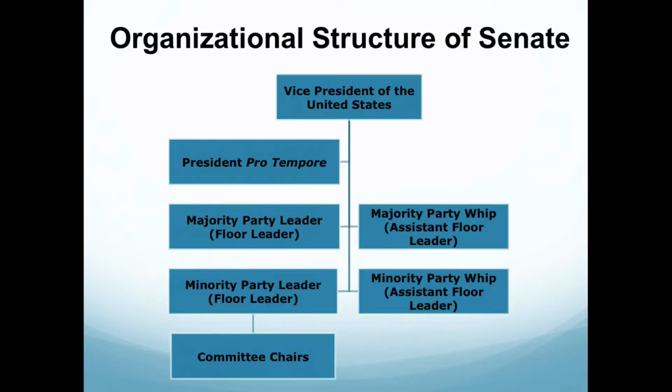Regarding the organization of the Senate, again, the United States Constitution, in Article 1, authorizes both the House of Representatives and the Senate. At the top of this chart, you'll see that the Vice President sits atop the Senate. Below the Vice President, in both power and notoriety, is then the President pro tempore, Majority Party Leader and Majority Party Whip, Minority Party Leader and Minority Party Whip, and finally committee chairs.